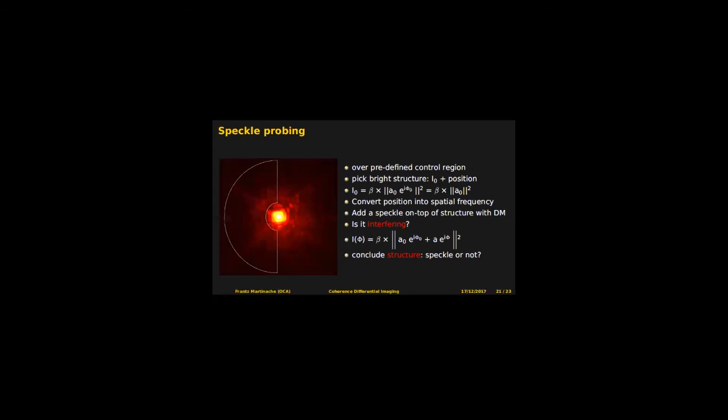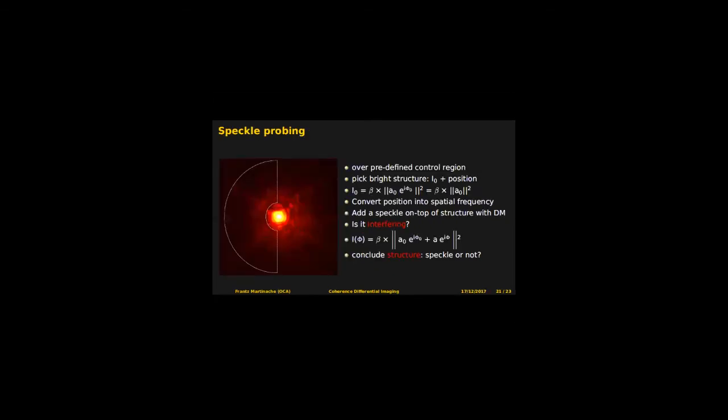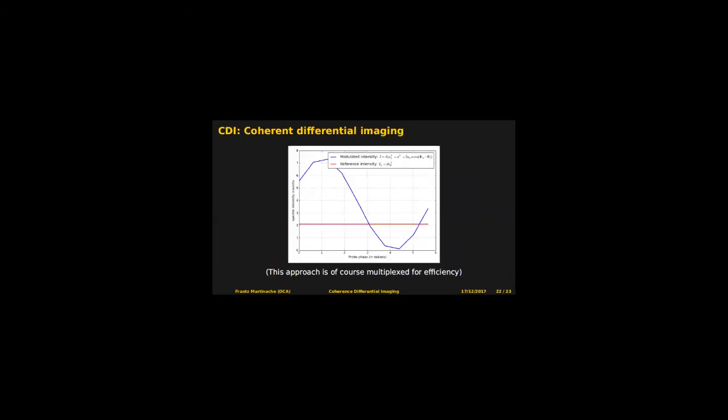With your deformable mirror, you can add a modulation like this with the spatial frequency that is going to correspond to that structure. And you're going to look at the way that light interferes with whatever you've added in place. So you have a classical interference equation here of two terms: the thing you'd like to find and the thing you've added, for which you know everything. And you want to be able to conclude, well, is it coherent or not? Is it a speckle or not? And this is the kind of thing that you can do.